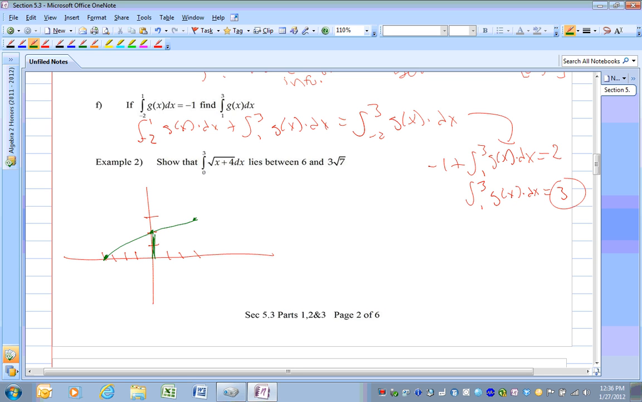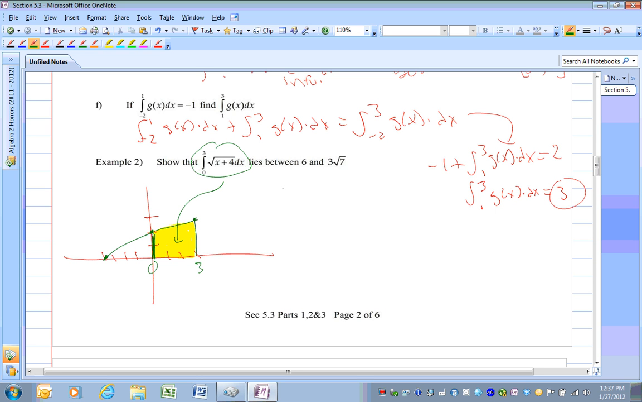Now, I'm interested in this interval, right? It's a curve. Yeah, my apologies. But this is our shaded area, right? Where again, here we have 0, here we have 3. So that's what that represents. That's what we've defined an integral as. What we want to prove is that it's between 6 and 3 root 7.